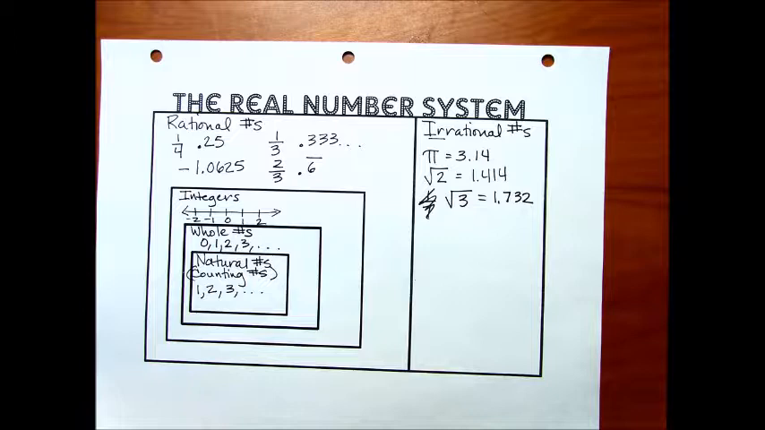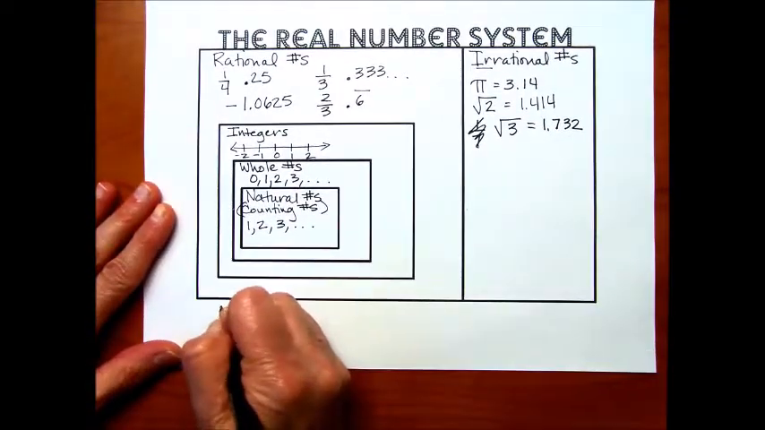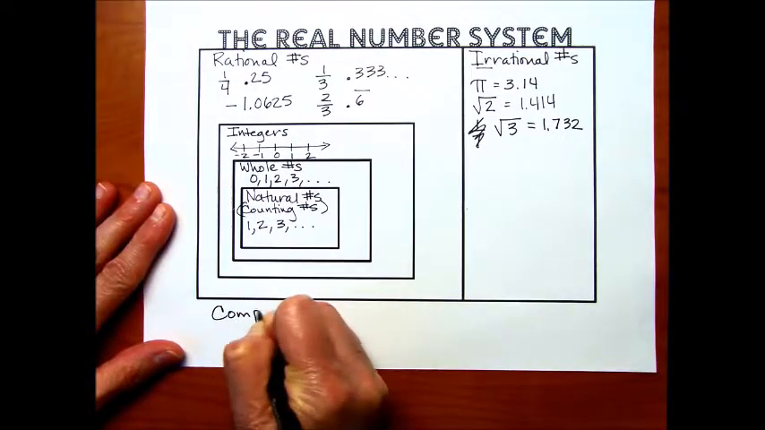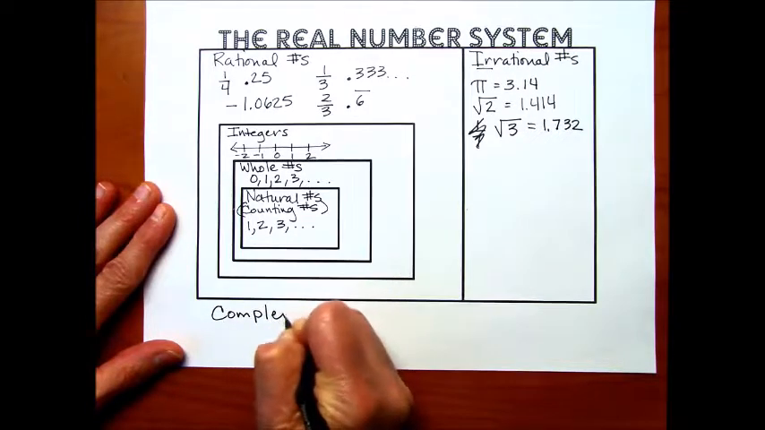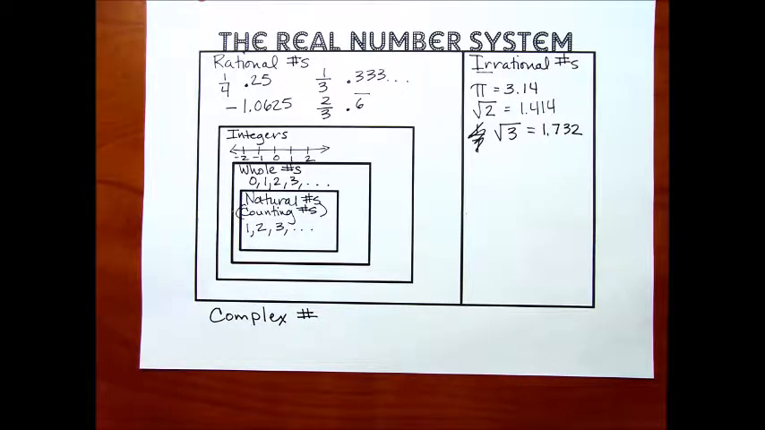Anyway, these different groups are part of the real number system. Outside of this system, if you continue to take math, there will be the complex system, and I'll write that below. We're not going to talk about complex numbers in this course, but if you continue to take math, you will certainly learn about them. If you have questions or need more examples, ask in class.